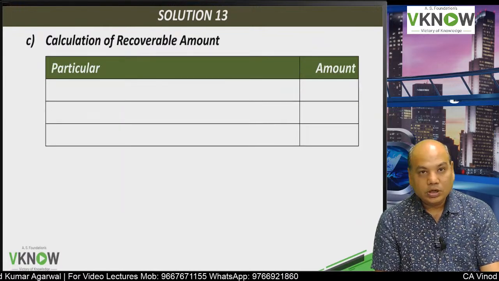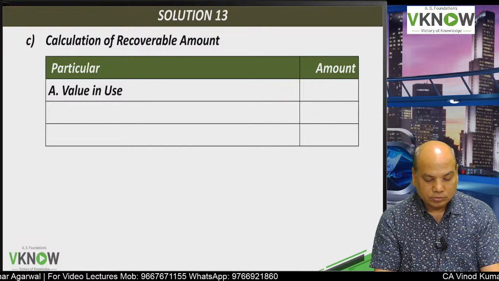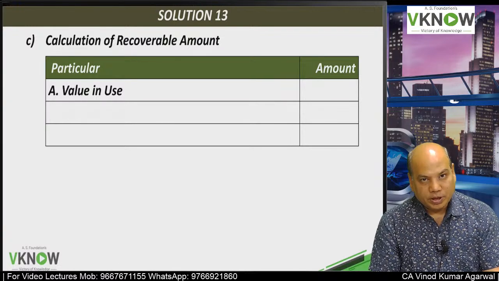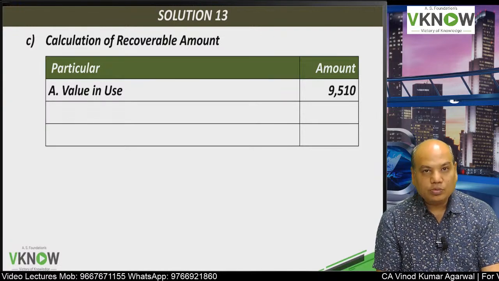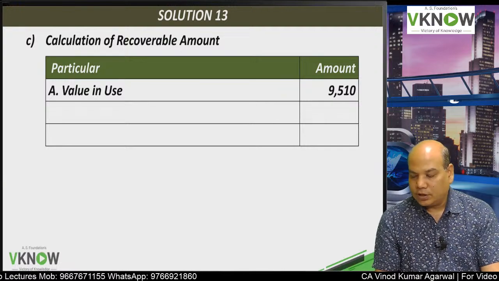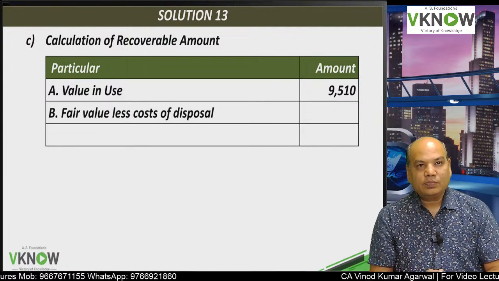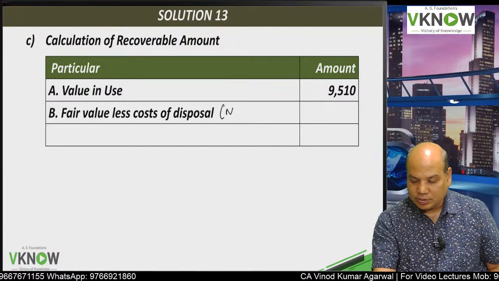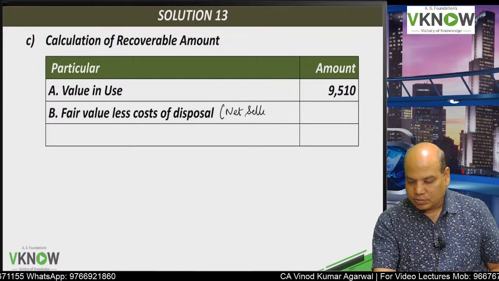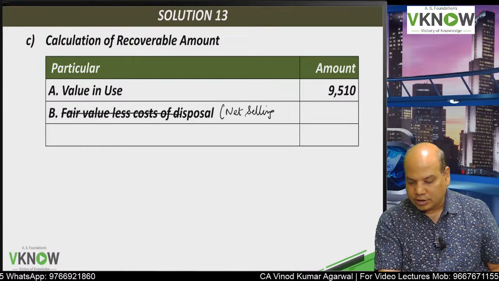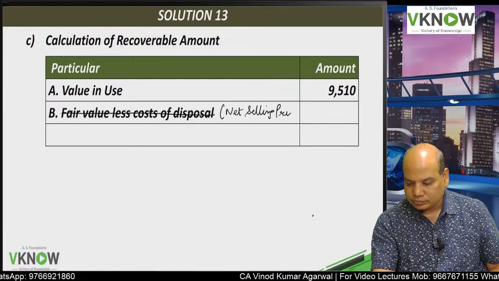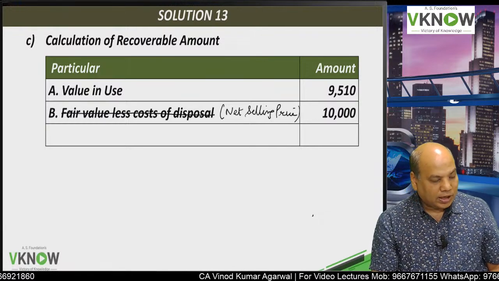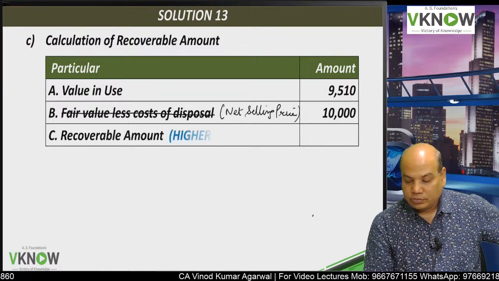After that, we'll compute recoverable amount. Under recoverable amount, we have two numbers to compare. First is value in use, 9510. Second, fair value less cost to sell, means net selling price. Don't write this, write net selling price. Net selling price is given in the problem, last line, 10,000.